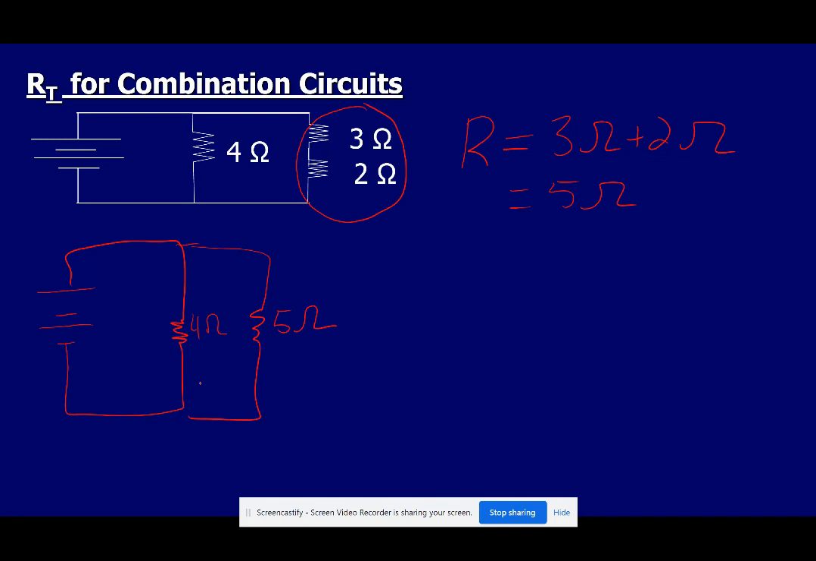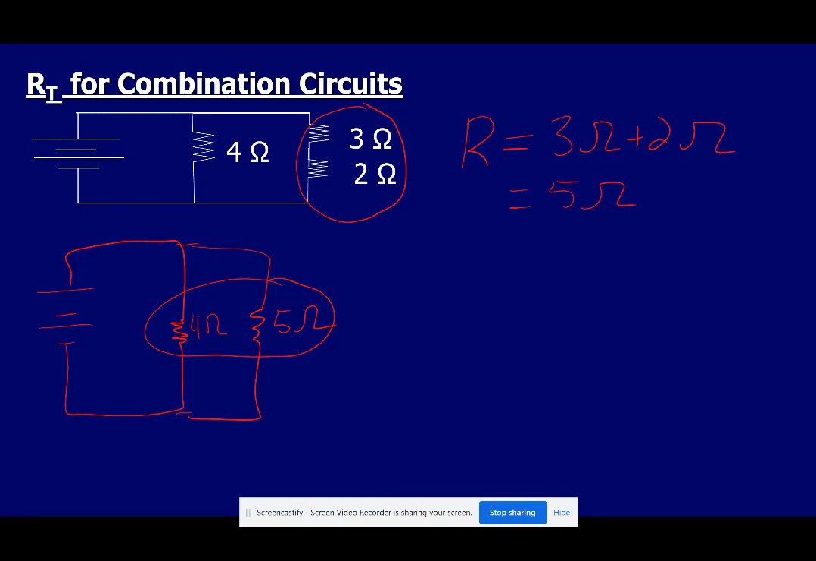This is what the circuit looks like now. This is a process called circuit reduction in senior physics and electrical engineering and all that stuff. So now you can probably see, oh, now I have a 4 ohm and a 5 ohm resistor in parallel because they're in different paths.